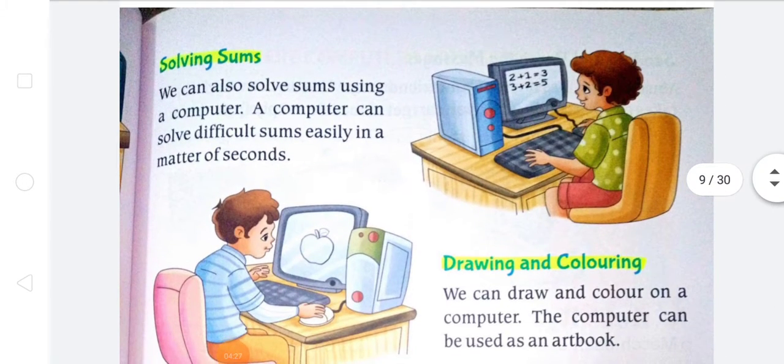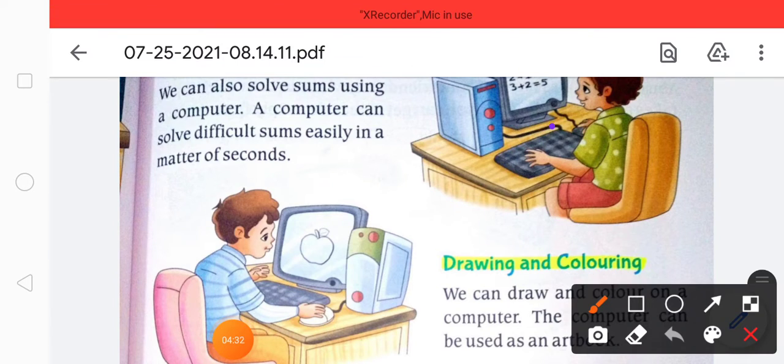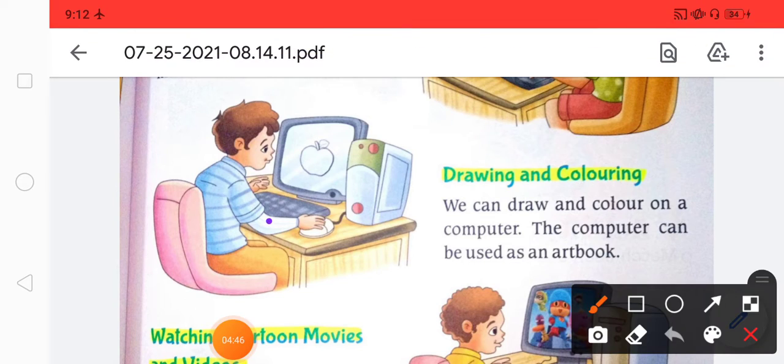Then we see the boy is solving the sum with the help of computer. So we can also solve our sum using a computer. A computer can solve a difficult sum easily in a matter of seconds. Here the boy is drawing a picture of an apple on the computer. So we can say that we also draw and color on a computer. The computer can be used as an art book.